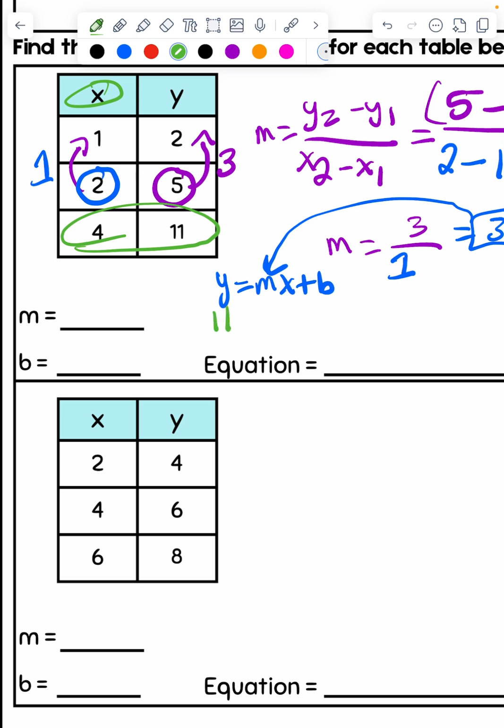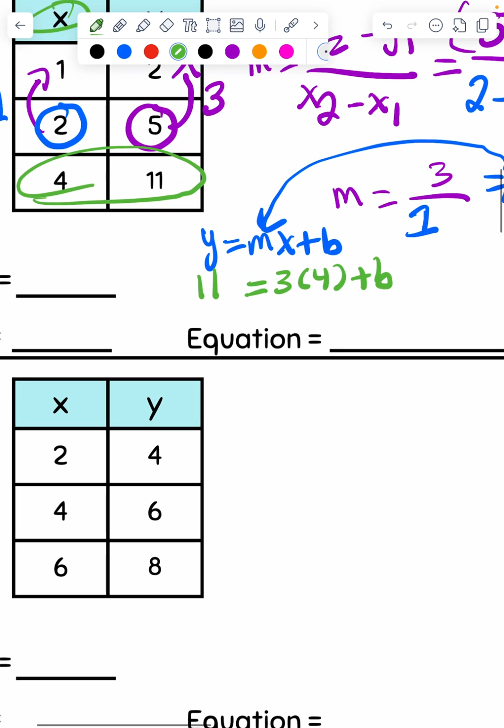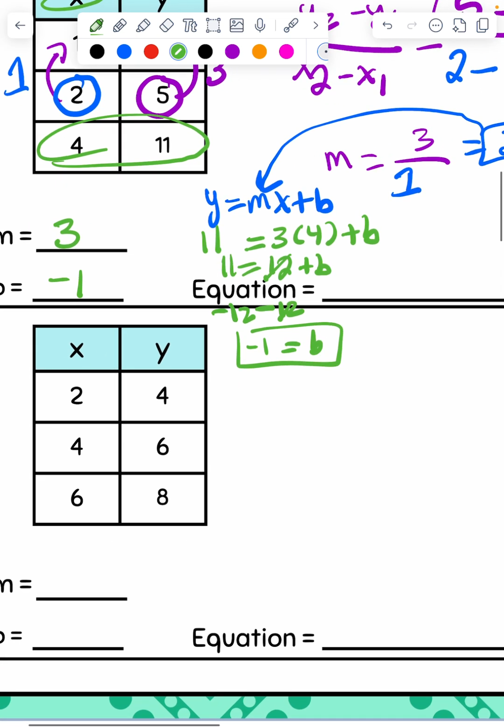So I'm going to say 11 equals 3 times 4 plus b. I know 3 times 4 is 12. So 11 equals 12 plus my y-intercept. I have to take away 12 from both sides. So 12 minus 12 is 0. 11 minus 12 is negative 1. So that means my y-intercept is negative 1, my slope is 3, and that means my equation of my line would be y equals 3x minus 1.